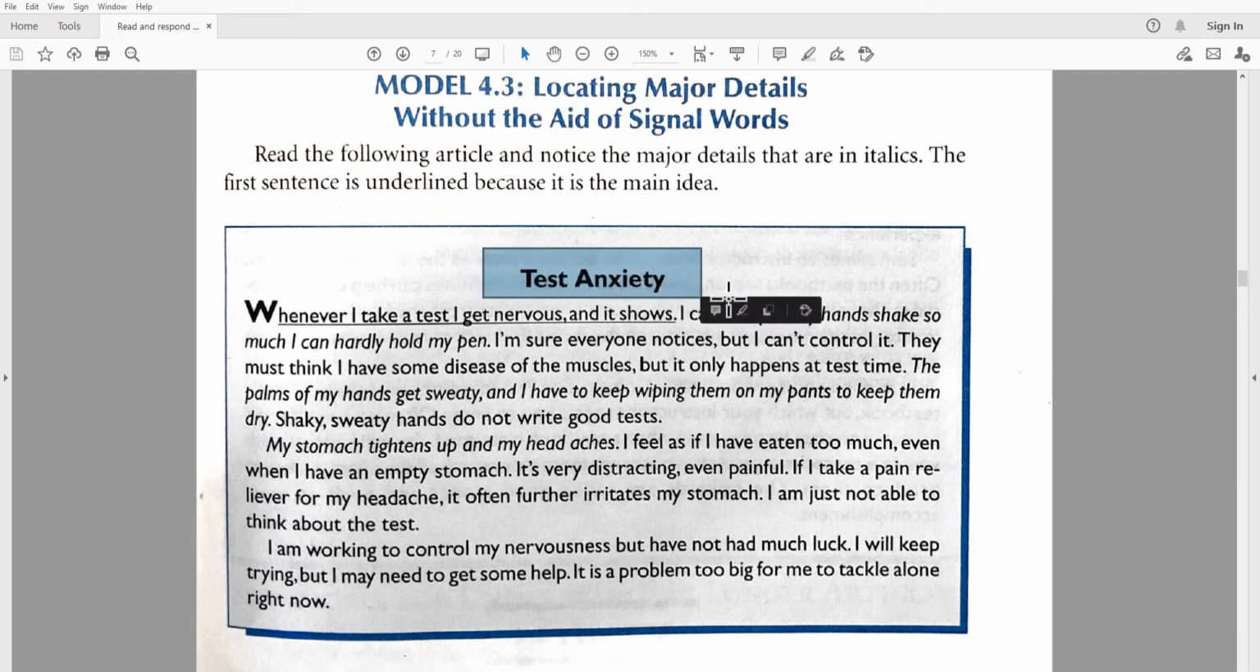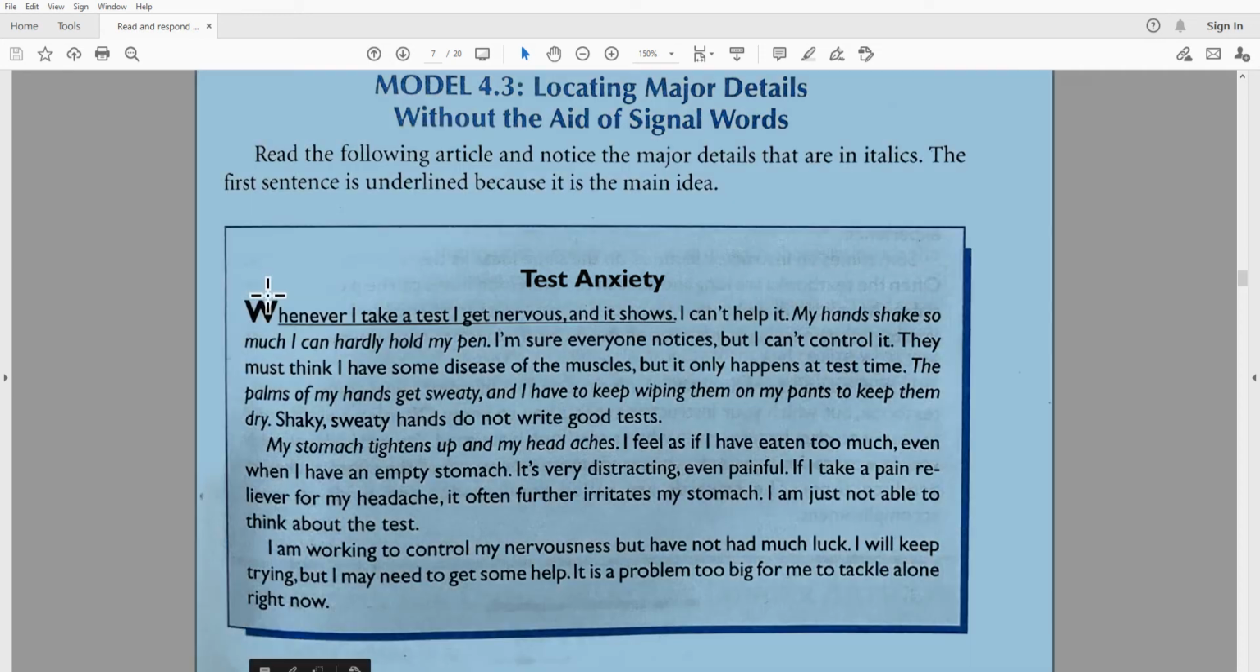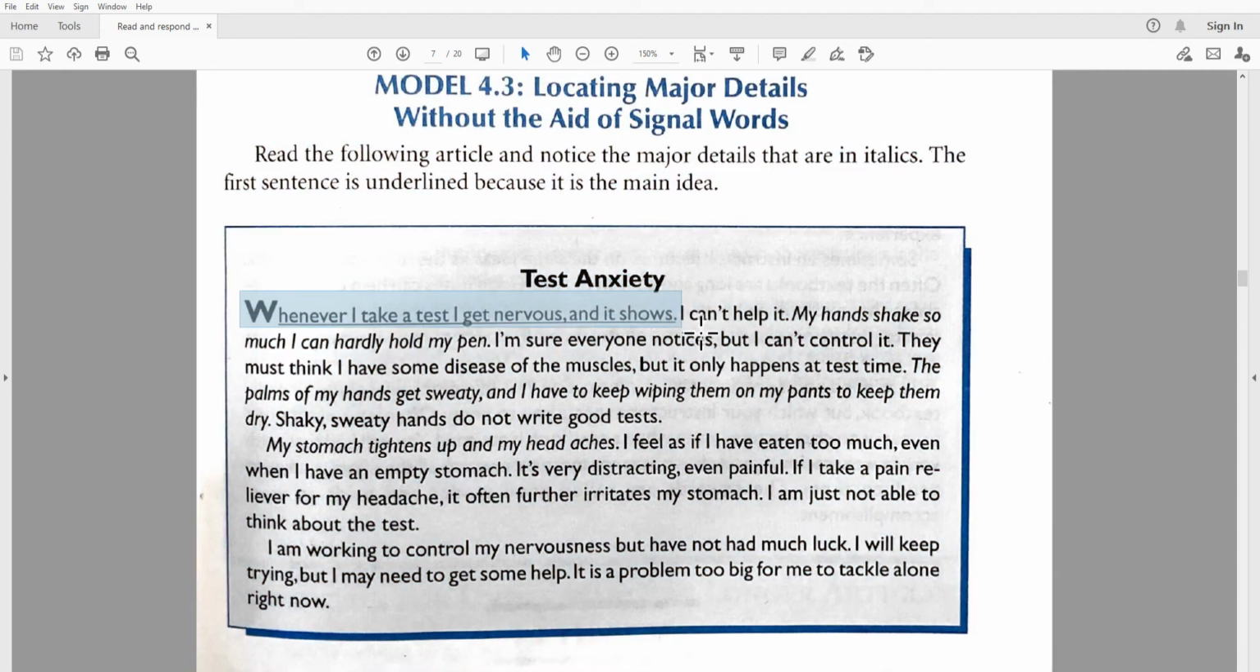We can preview the article and see the title is Test Anxiety. So we probably have some feelings of anxiousness around taking tests, or about having bad feelings when we take tests, as our topic. And then when we read the first sentence, we see that we are looking at the main idea. The author writes, "Whenever I take a test, I get nervous and it shows." So the test anxiety here is with how the author gets nervous and that it shows.